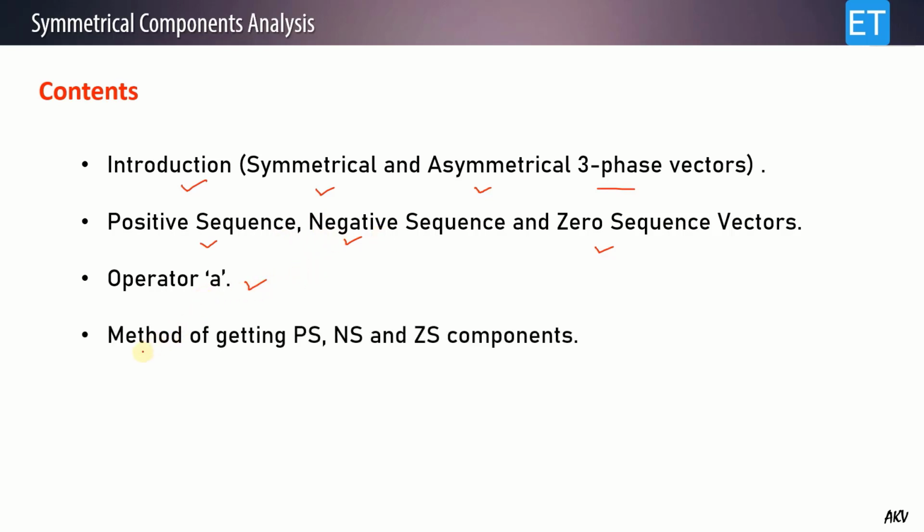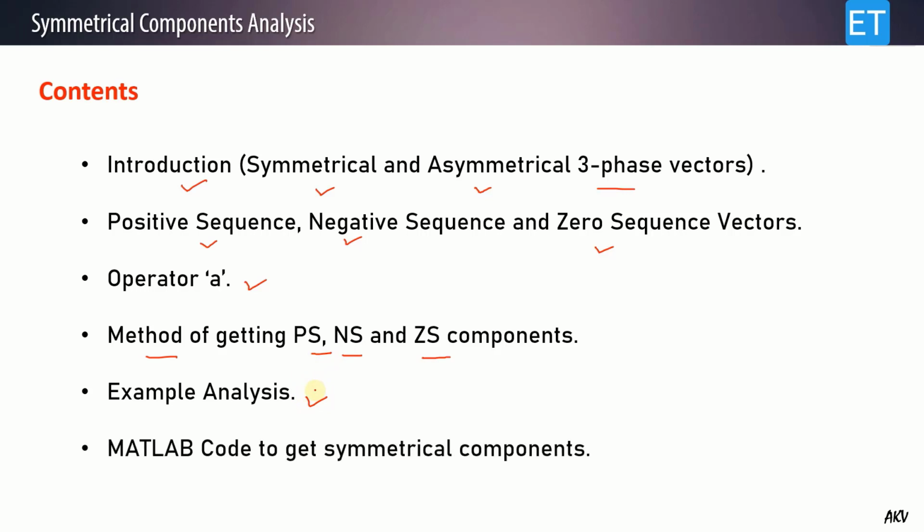And then I will explain the method of finding the positive sequence, negative sequence, and zero sequence components from unbalanced three-phase voltage or current vectors. And then we will go through one example analysis, and in the last I will explain one MATLAB code to get the symmetrical components from the unbalanced vector. So let's go ahead.